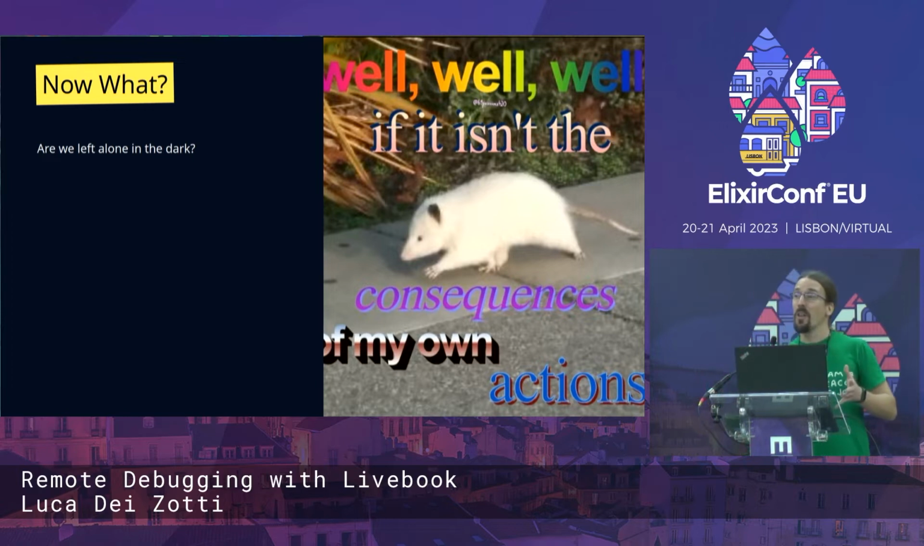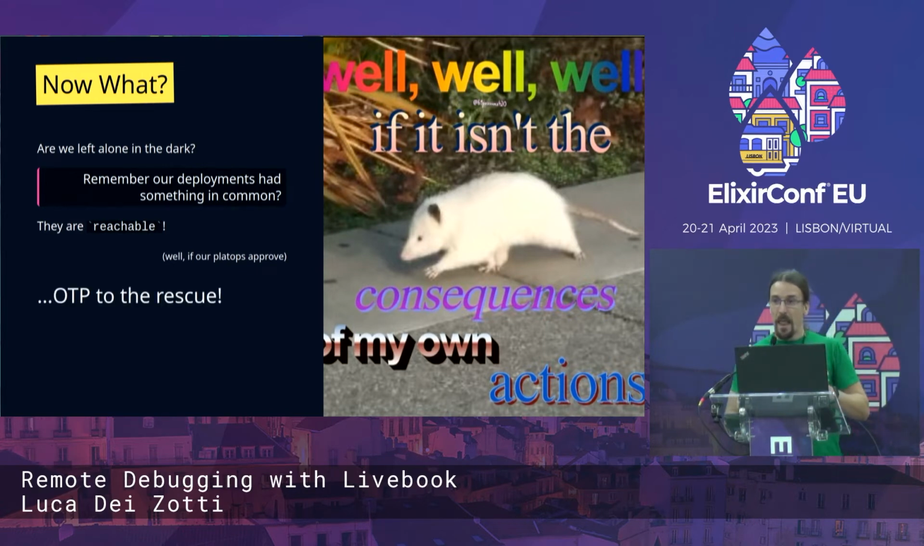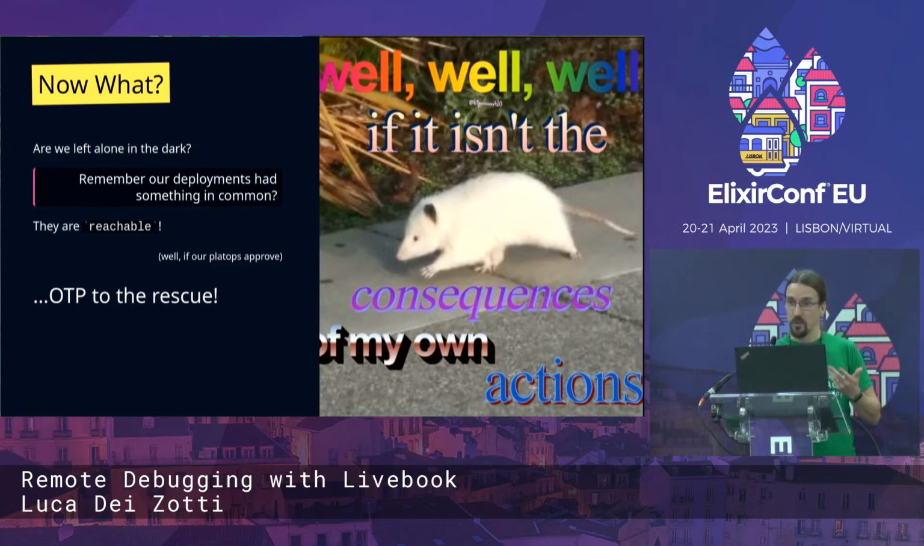Now, in almost all the technology stacks, we are pretty lost in the dark. We can take a look at the logs, we can take a code dump or whatever. But in our case, we have something in common, and it is that our nodes are reachable, hopefully, if our platform operations and security operations allow it, of course. And then we can see what OTP gives us to rescue us.